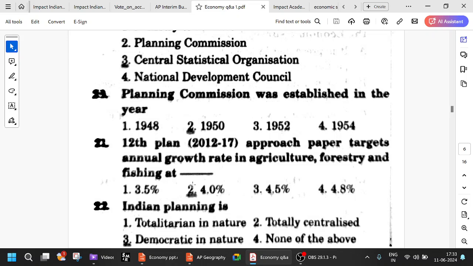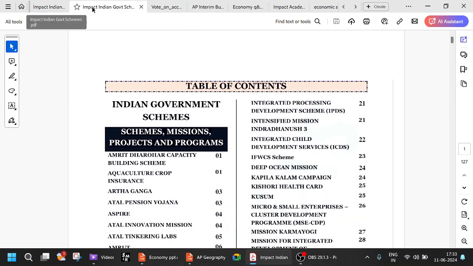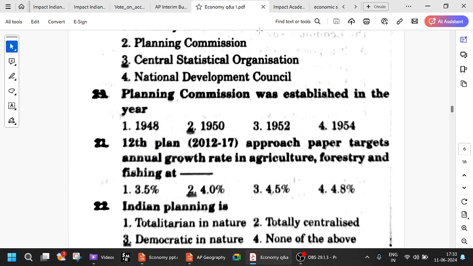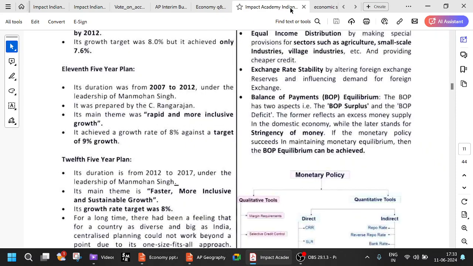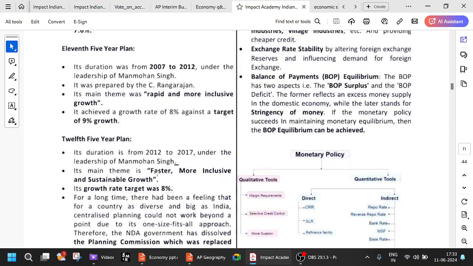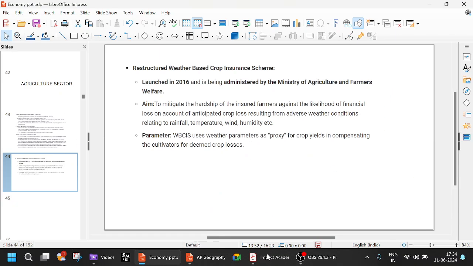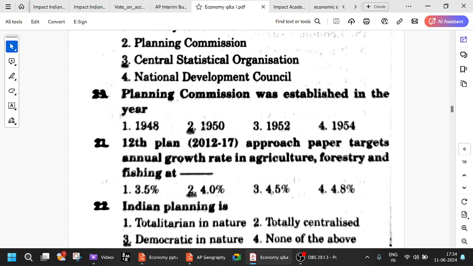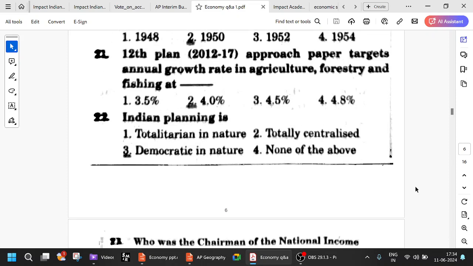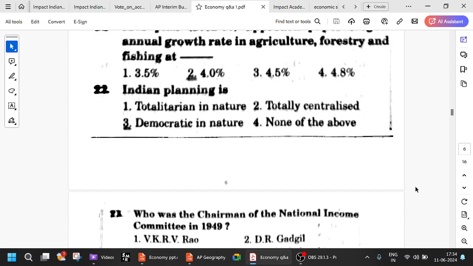It's very difficult to remember individual targets and all. Sometime back we've seen, right? The 12th plan growth rate target was 8%. The overall target was 8%, with faster, more inclusive, sustainable growth. Somewhere in 2014-15 Niti Aayog came and took this over. So you cannot remember at this level. Individual agriculture and all those things, 4%. Don't try to remember that also. Such questions can be asked, but just don't try to.